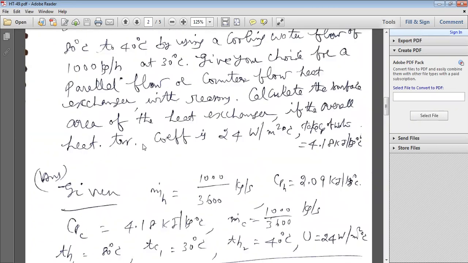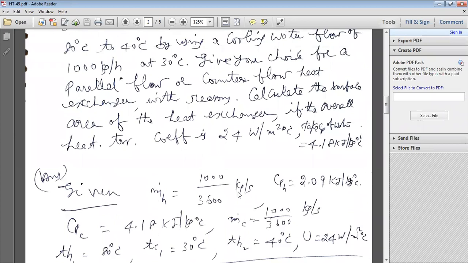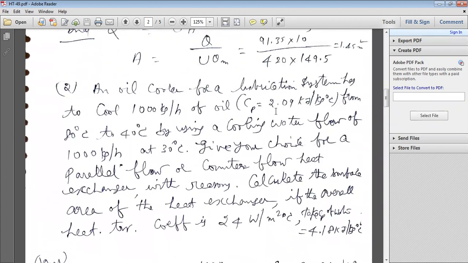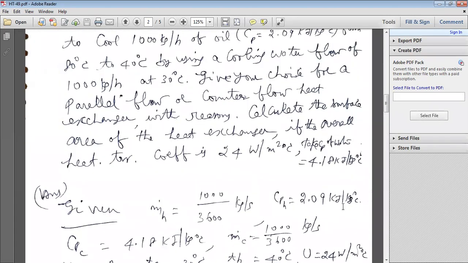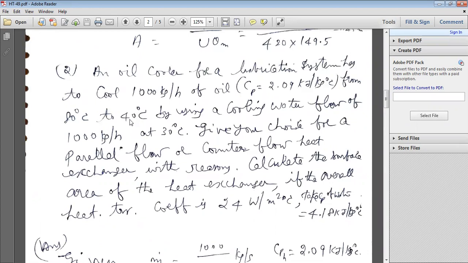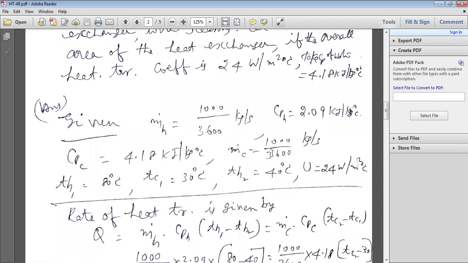So given mass flow rate of hot oil, m dot h, h for hot fluid, is 1000 kg per hour, that you have to convert into kg per second. That's why 1000 divided by 3600. And specific heat of the oil is 2.09 kilojoules per kg Kelvin. And specific heat of the water, CPC, cold fluid, is 4.18 kilojoules per kg Kelvin. And mass flow rate of water here also is 1000 kg per hour. You have to convert into kg per second, 1000 by 3600 kg per second.